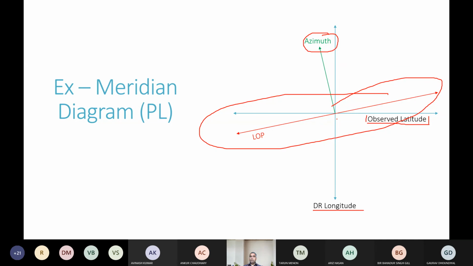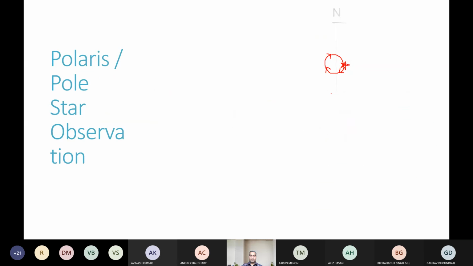Now, as a special case, beta, it is possible that the azimuth of Polaris comes out exactly 000.0. Not even 0.1, not even 359.9, but exactly 000.0. In that case, the observed latitude will become your fixed latitude. Let me show you in the table.